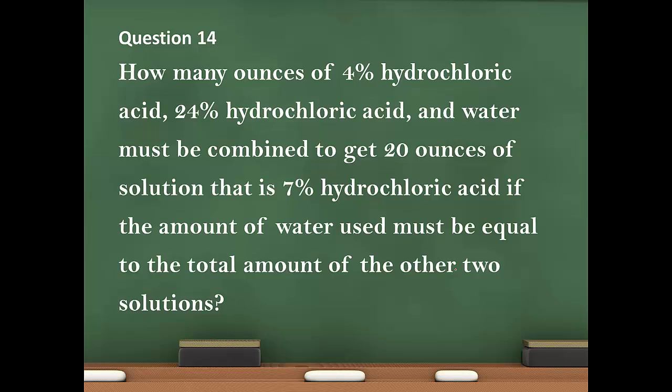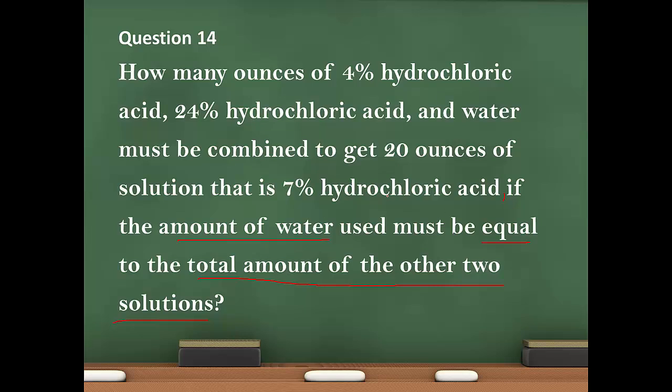How many ounces of 4% hydrochloric acid, HCl, 24% hydrochloric acid, and water must be combined to get 20 ounces of solution that is 7% hydrochloric acid, if the amount of water used must be equal to the total amount of the other two solutions?